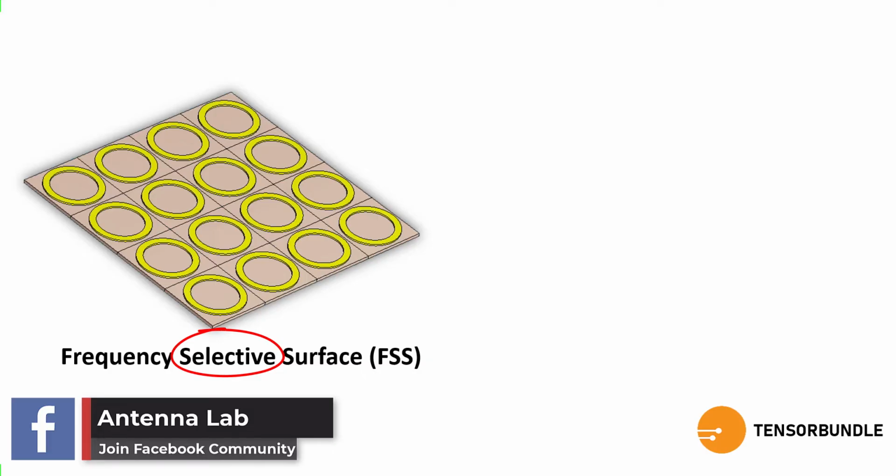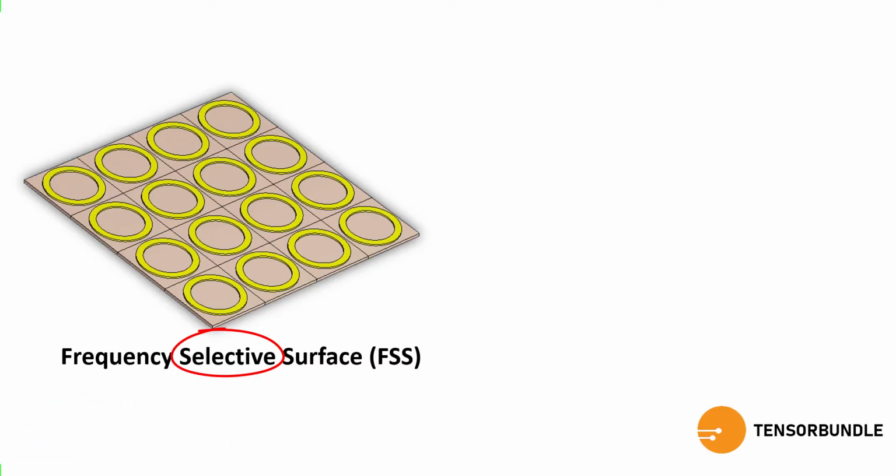The first answer that pops up into our mind is a filter, because a filter is an electrical component that can either allow certain frequency to pass or block certain frequency, right? So in that sense, FSS is basically an electromagnetic filter. And how does it even work?